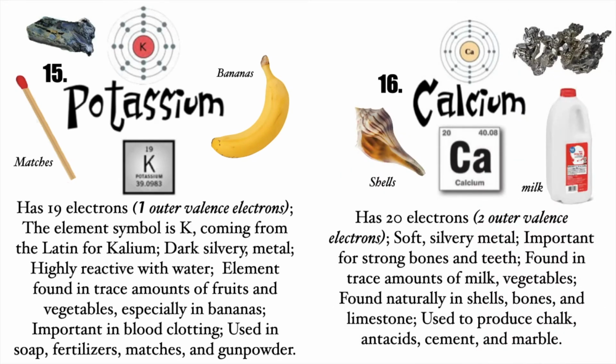Here we have calcium, Ca. Remember, C is just the element symbol. C is for carbon, so we're going to use Ca. And calcium is primarily going to be found in shells and bones. To create healthy bones and teeth, we want to be absorbing calcium. And we can find this in milk. We can find it in vegetables. We can also find it in limestone and chalk and antacids. But make sure you're not eating those.